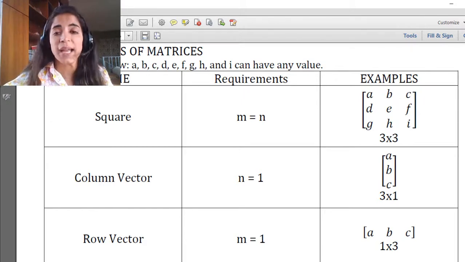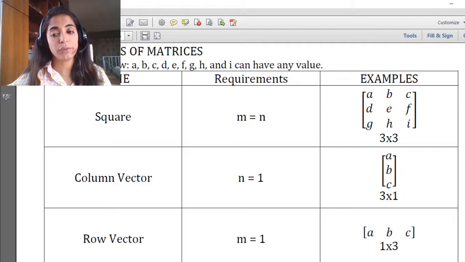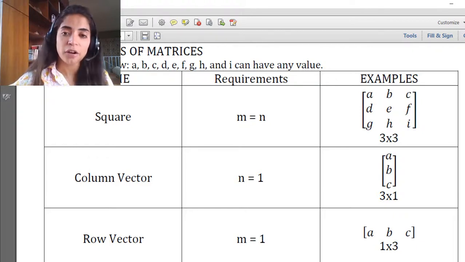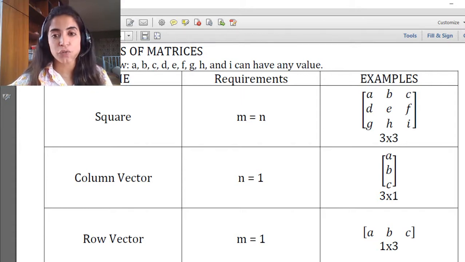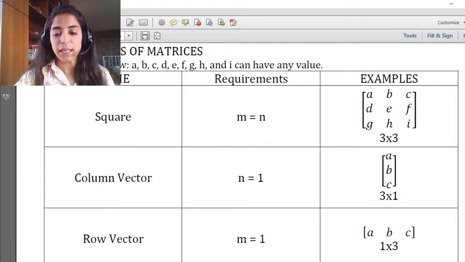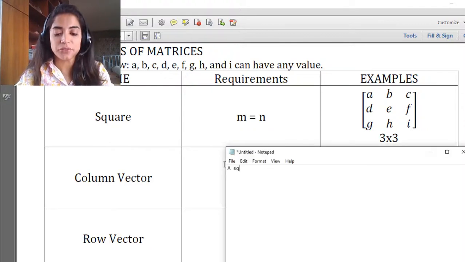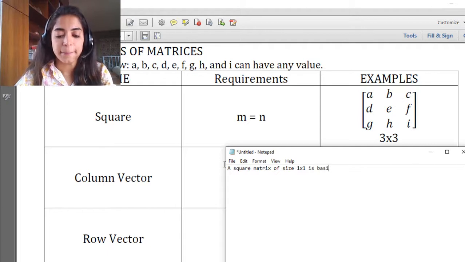Now guys, try to do any matrix that is a square matrix. You can do A22, you can do A33, A44, A55. Now what if I ask you to give me a square matrix of size 1 by 1? Think about it. A square matrix of size 1 by 1 is basically the scalar number.